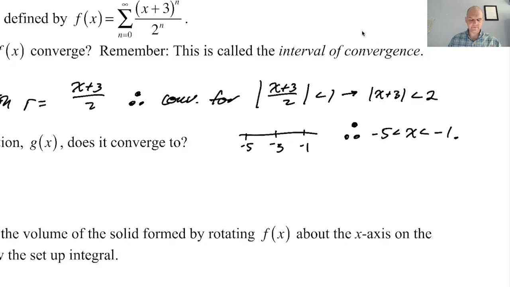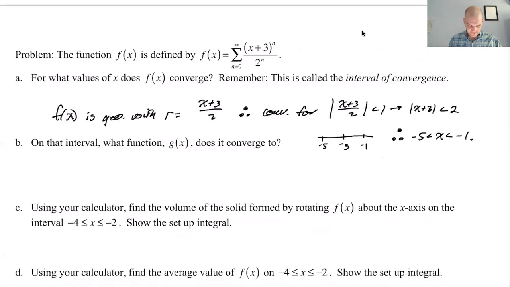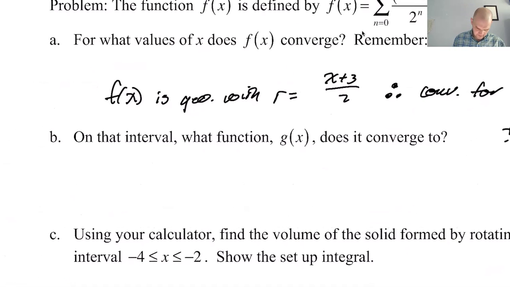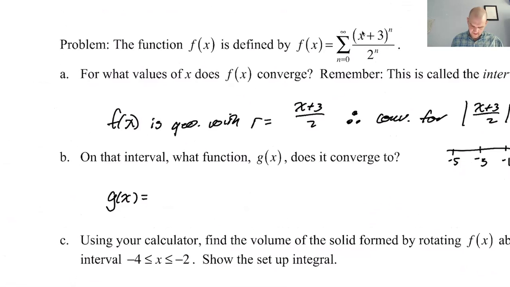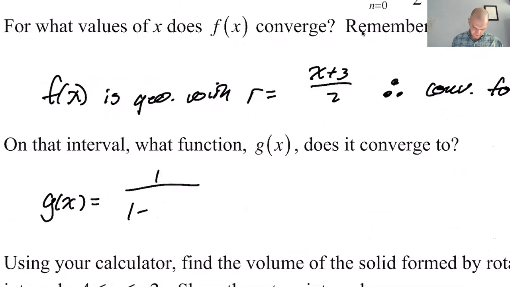So that's the interval of convergence. On that interval, this f of x converges to a particular function. We need to find the function though. So that's the next part. What function does it converge to? So g of x is going to be the first term over 1 minus the ratio. The first term is when you take n equals 0 and you sub it in, so that gives you 1 over 1. So it's 1 over 1 minus the ratio, which is (x plus 3) over 2.